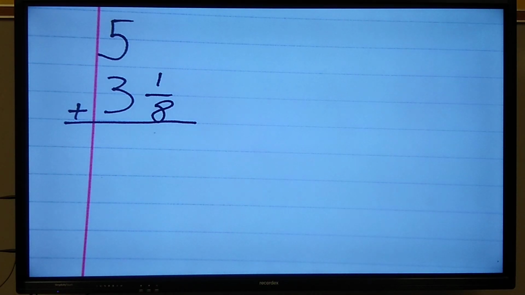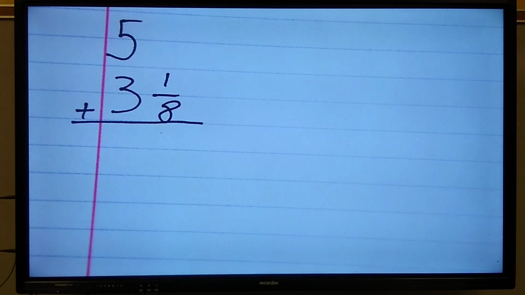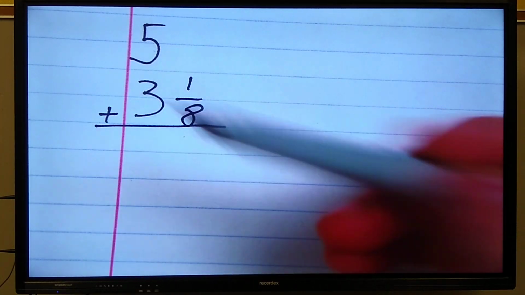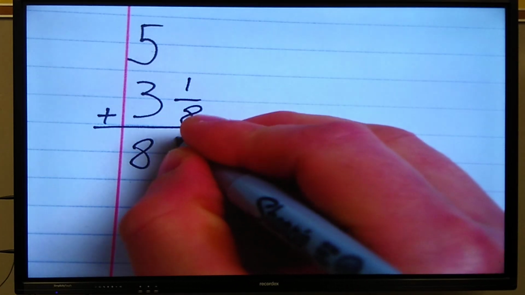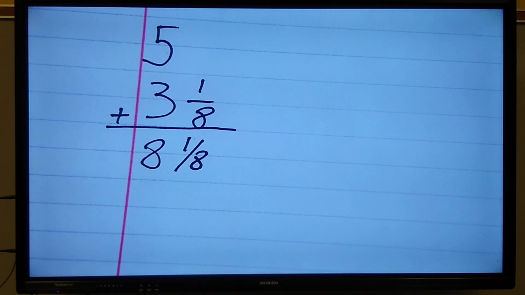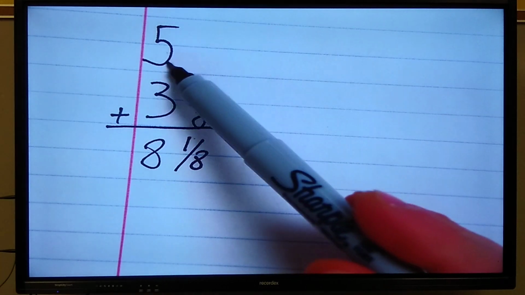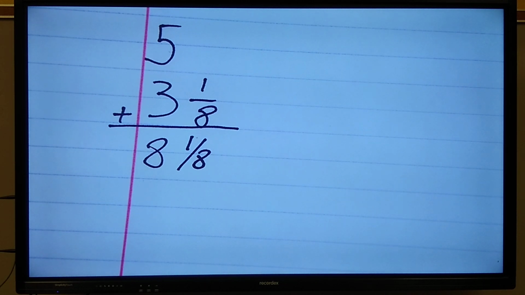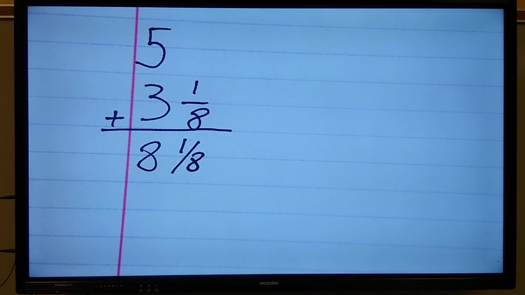When you have just a whole number plus, now I said plus, not subtraction, it'll be different. But when you have a whole number plus a mixed number, all you have to do is add the whole numbers. 5 plus 3 equals 8, and bring down the fraction. 8 1/8 is your answer. That's all you have to do. Now, that is not what you do when you subtract a whole number minus a fraction, or a mixed number. So make sure you understand that the rules will be different when we get to subtraction. But with addition, it is very, very easy.